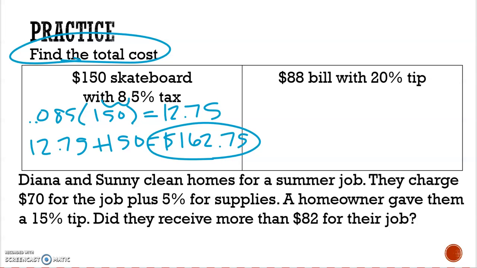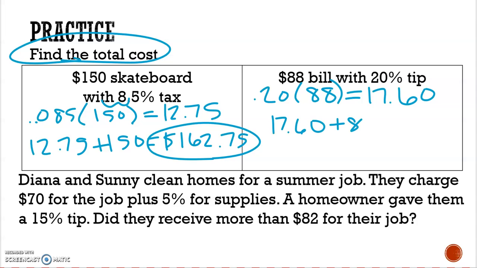We have an $88 bill with a 20% tip, so we're going to do 0.20 times 88, and that gives me 17.6. Now your calculator will tell you 17.6, but because this is money, we add 2 numbers after the decimal all the time, so it's 17.60. And again, I'm not stopping yet because the problem is not done. I need to add it to my $88, and that's going to be $105.60.